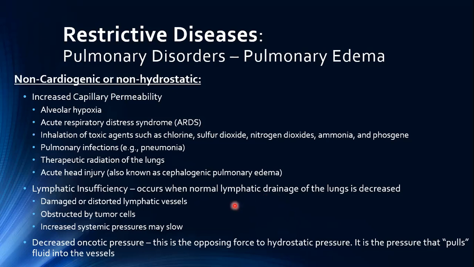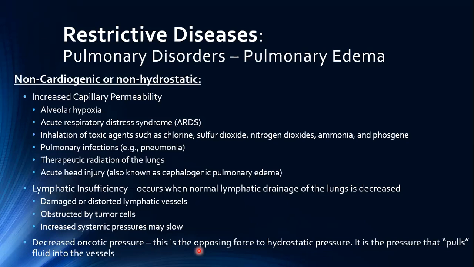And then finally, decreased oncotic pressure. Now, what is oncotic pressure? Oncotic pressure is the opposing force to hydrostatic pressure, right? It's the pressure that pulls fluid into the vessels. So if the lungs have a little fluid in them, then you should have a good oncotic pressure that draws the fluid out of the alveoli and into the interstitial space, okay?